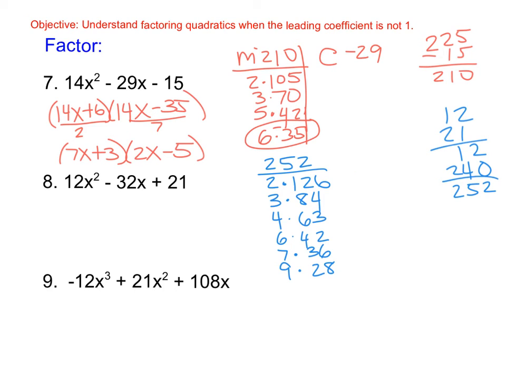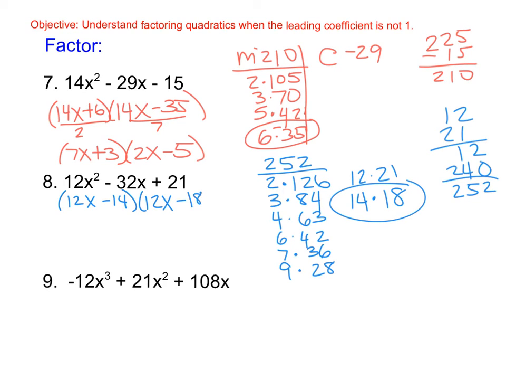Let's see, 12 and 21. I think it's 14. 14 and it's 18. Oh, that one is hard. 14 and 18. Okay, if I had a calculator and I wasn't trying to do everything in my head, it wouldn't be so bad, but all right, so we got 12x minus 14, 12x minus 18.